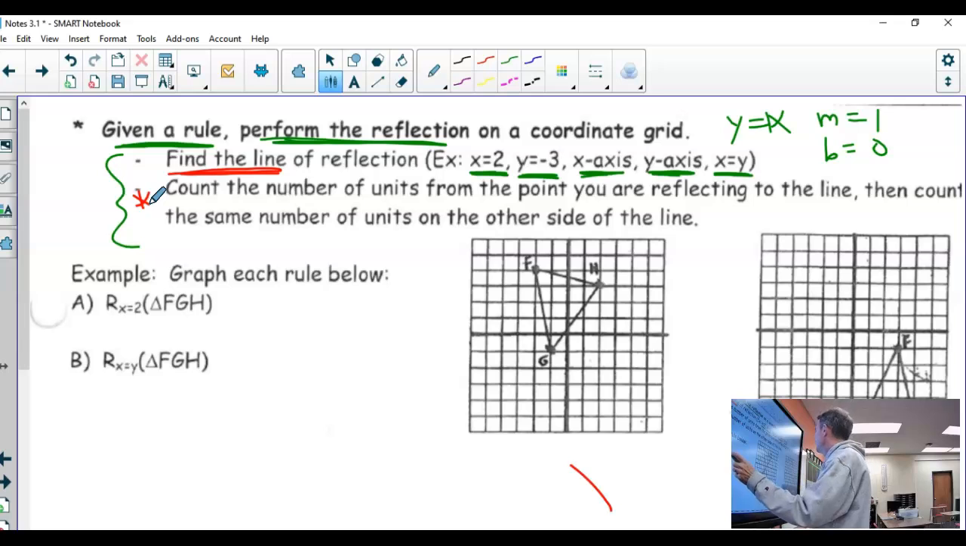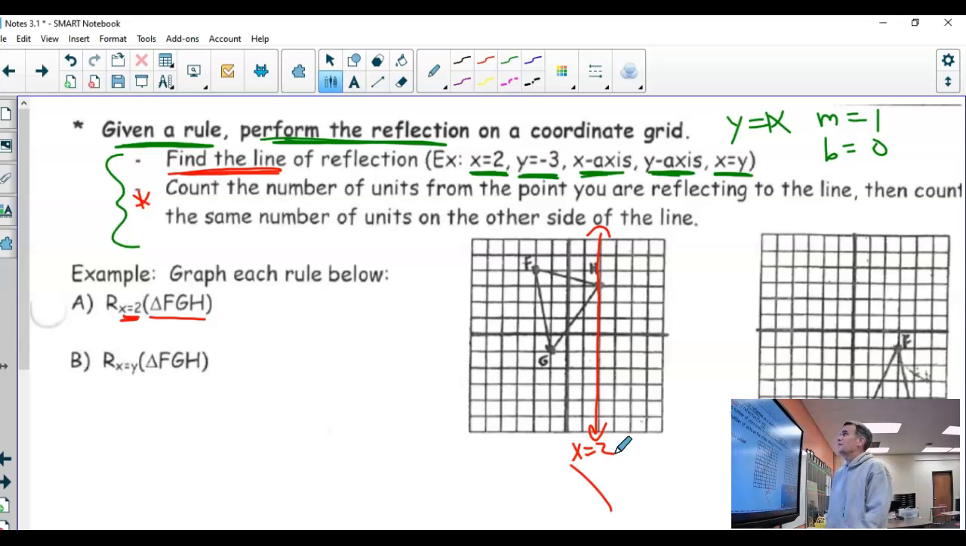So in this first example, I am reflecting triangle FGH. I have it on the graph. This is my line of reflection, x equals 2. So I find the vertical line x equals 2, and it would be right here. This is the line x equals 2.